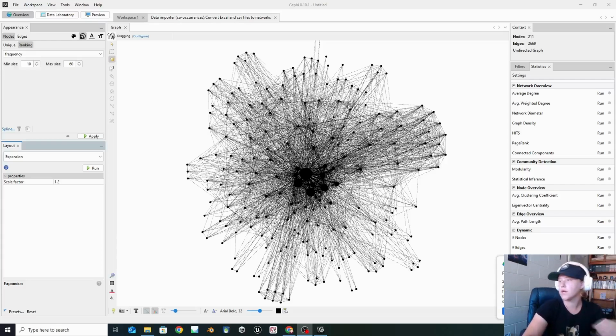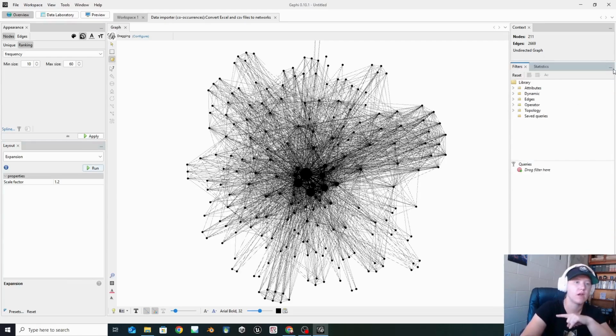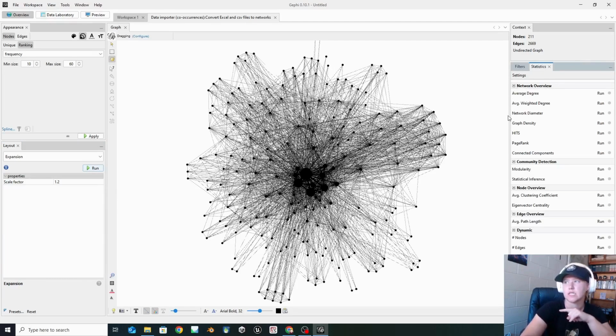All right, y'all. So what we're going to do now is run some various different statistics to understand a little bit more about what's happening in your graphs, and also to change things like color and see what communities are related together, all of those sorts of things. So if you head over onto the right-hand side, yours might already be on filters, but you can switch it over to statistics.